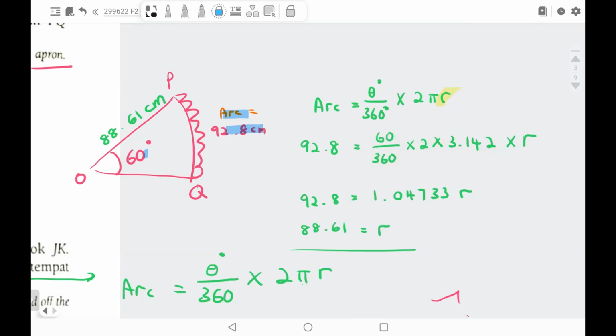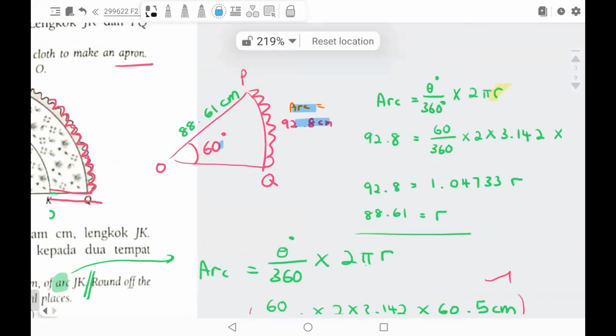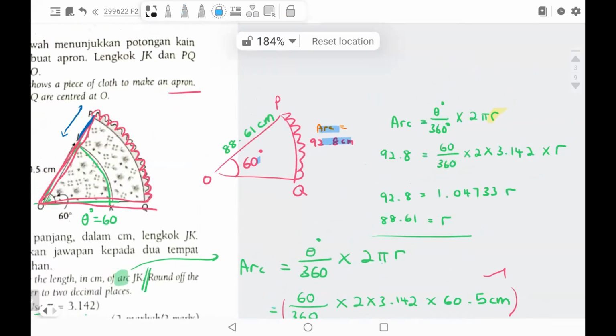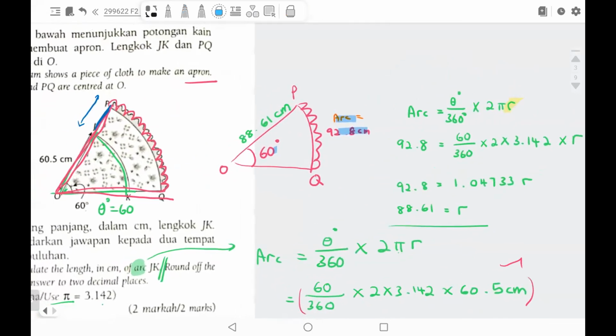We haven't got the answer yet because they want us to find J to P only. J to P is the remaining part, the blue color one, this side. Since we know the radius from O to P is 88.61, how do we find JP? Just minus, just minus only.